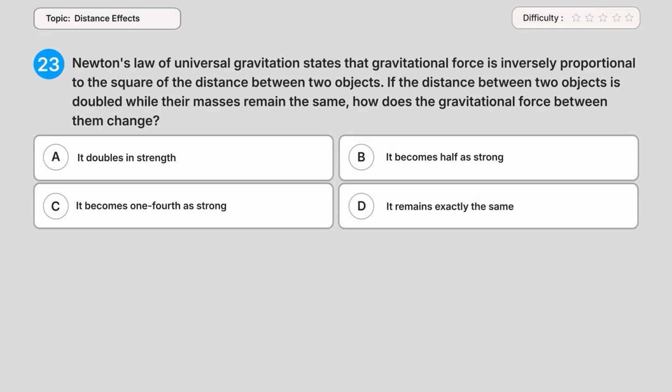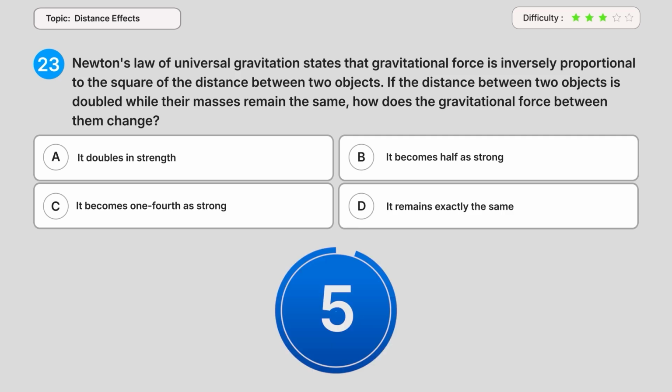23. Newton's law of universal gravitation states that gravitational force is inversely proportional to the square of the distance between two objects. If the distance between two objects is doubled while their masses remain the same, how does the gravitational force between them change? A. It doubles in strength. B. It becomes half as strong. C. It becomes 1/4 as strong. D. It remains exactly the same. Can you guess the answer?